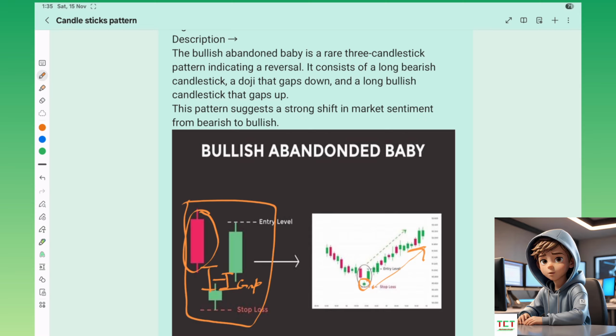When you spot this rare pattern at the bottom of a downtrend, it's a very reliable signal for a trend reversal. Many professional traders specifically watch for this pattern because of its high success rate. The key things to confirm: clear gaps on both sides of the doji and strong candles before and after the doji. If these conditions are met, you've found a bullish abandoned baby.